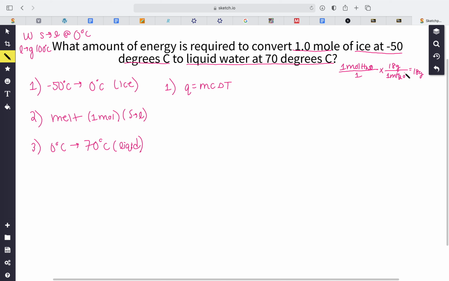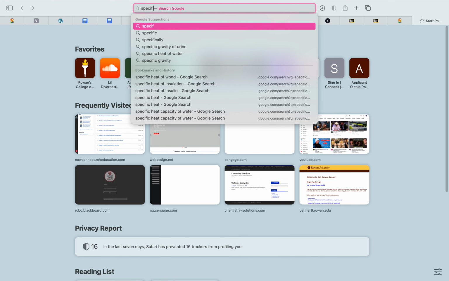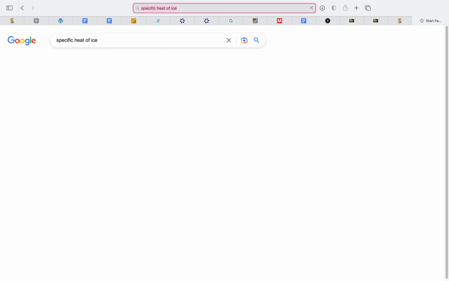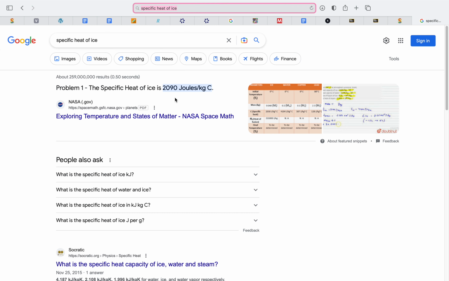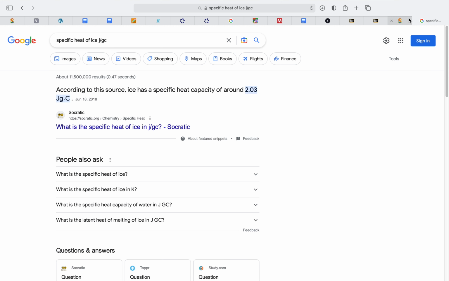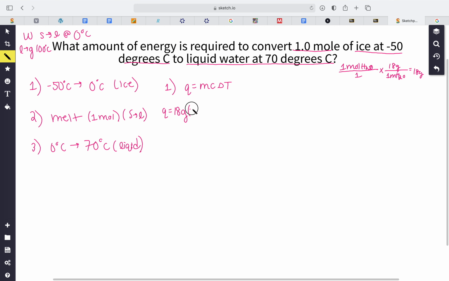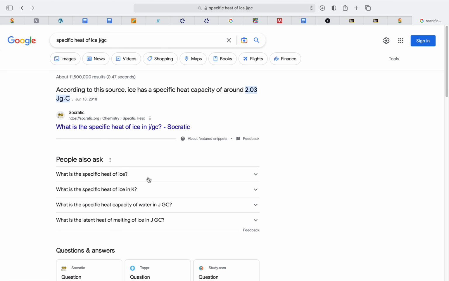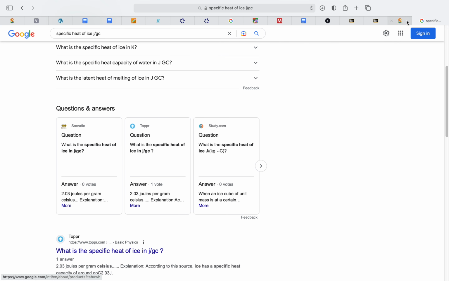So we have 18 grams, so that is our mass. So we have Q is equal to 18 grams times our C. So let me find the specific heat of ice. Okay, that's a large number. I don't want kilograms, I just want grams. So let's say grams C. Okay, 2.03. That's correct. What does it say here? Per gram degrees Celsius. Okay, cool.